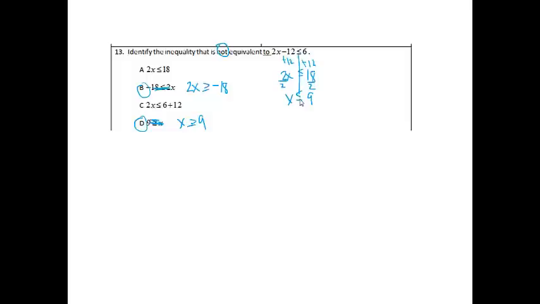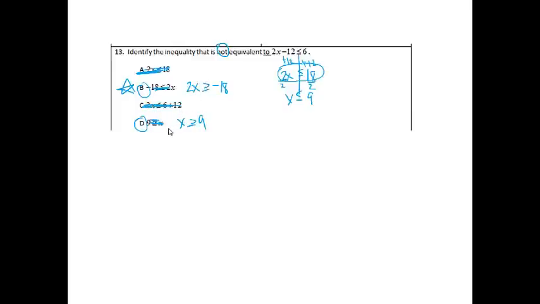So let's look at for sure which ones do work. This says 2x is less than or equal to 18. And I have that right here, so we can cross that off. And then here it says 2x is greater than or equal to negative 18. Well, I definitely don't have that, so I know B is going to be my answer, but we'll just double check. C, I have 2x. To get 18, I did do 6 plus 12, so that one is equivalent.